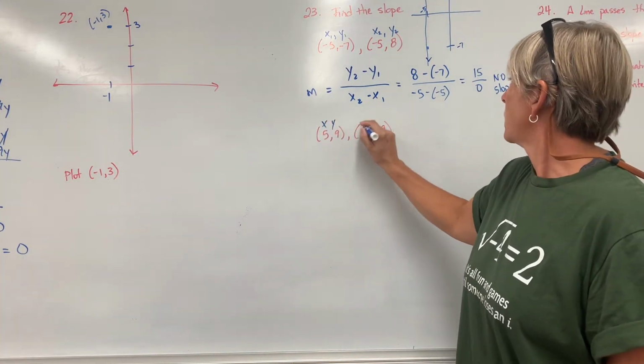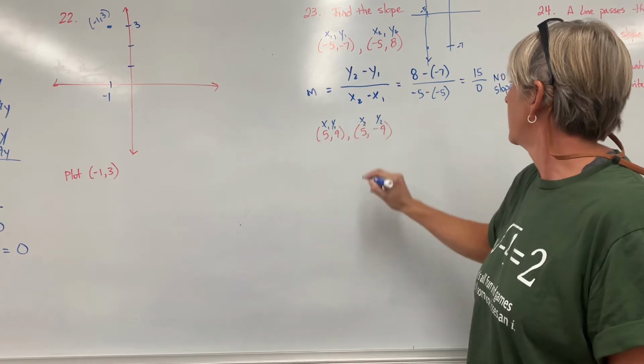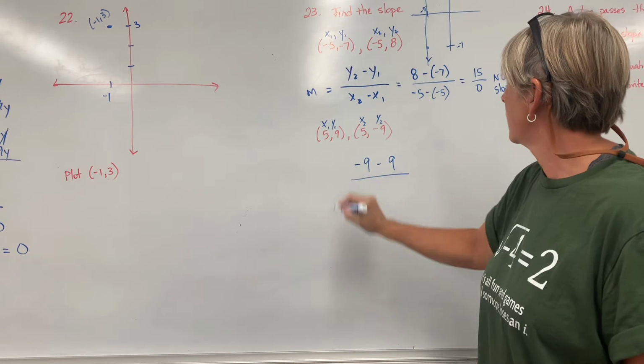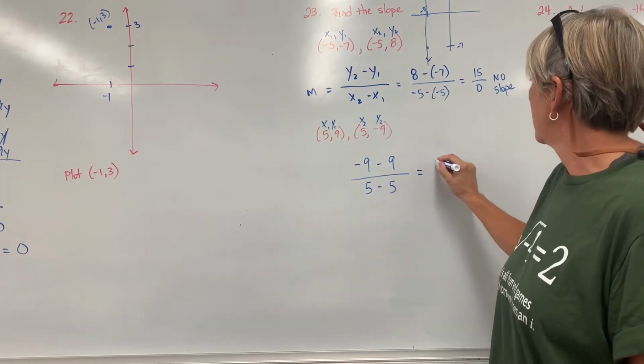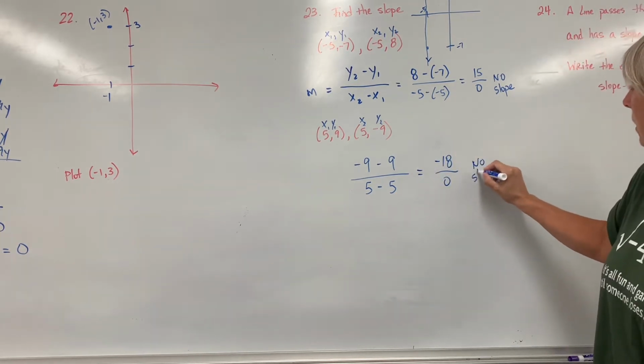Same thing for this question. I have x, y, first point, second point. So y2 is negative 9 minus y1 is 9, over x2 is 5 minus x1 is 5. So I get negative 18 over 0. Same problem, no slope.